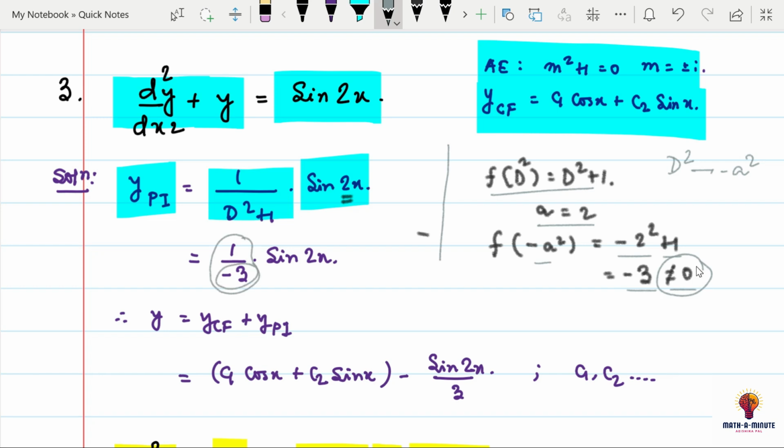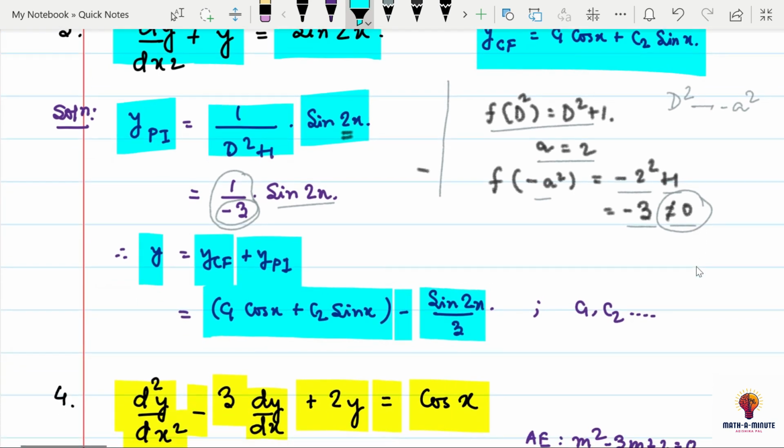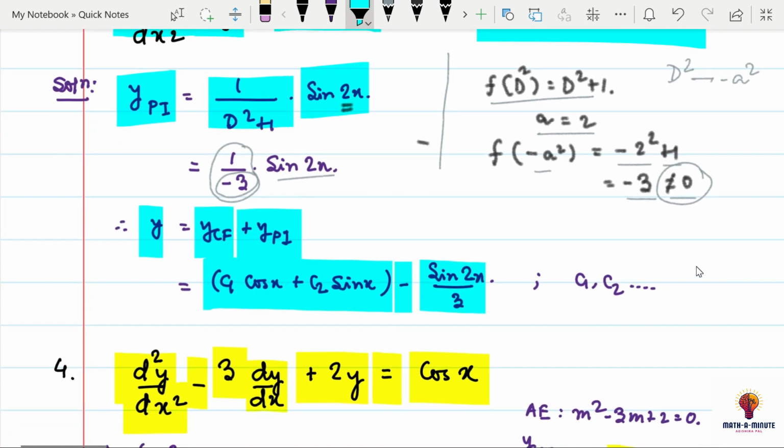So the particular integral will be minus 1 by 3 sine 2x. Therefore the general solution of the given differential equation will be YCF plus YPI. Here the YCF is this function and YPI is minus sine 2x by 3. Now pause this video and try to find the general solution of this problem.